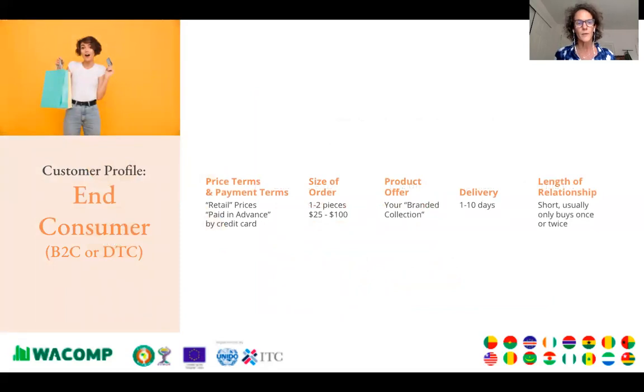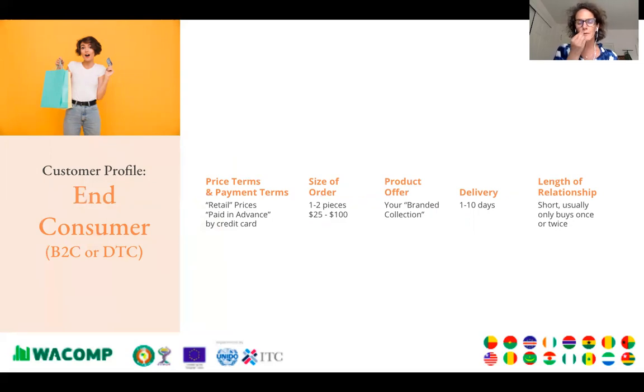This is your target customer in the B2C, business to consumer, or DTC, direct to consumer channel. The end consumer. They expect a retail price, and very often they expect free shipping or nominal shipping fees. They pay by credit card. When they place an order, this is considered paid in advance, which we will be discussing further in the distribution and costing and pricing section.